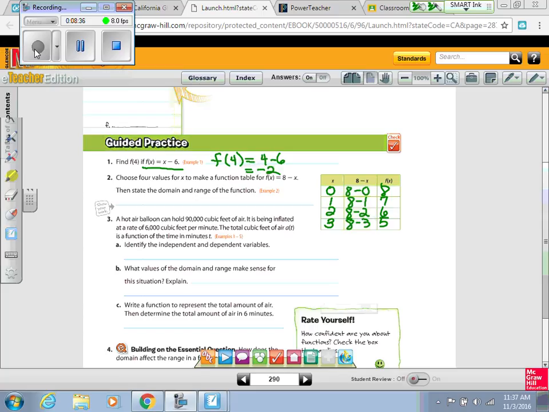It asks to state the domain and range. The domain are our x values, and you should use the notation that I'm using. And the range is 8, 7, 6, and 5.